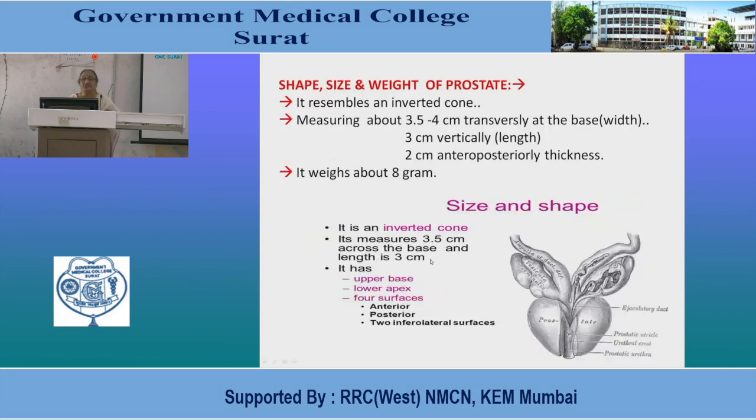Now you can see size, shape and weight of the prostate gland. It resembles an inverted cone, measuring about 3.5 to 4 cm transversely at the base, that is the width, 3 cm vertically length, 2 cm anteroposteriorly thickness, and its weight is about 8 grams. Now it is an inverted cone, measuring here across the base, and the length is 3 cm. Our base is directed upward and the apex is directed downward, and 4 surfaces: anterior, posterior and 2 infralateral surfaces.